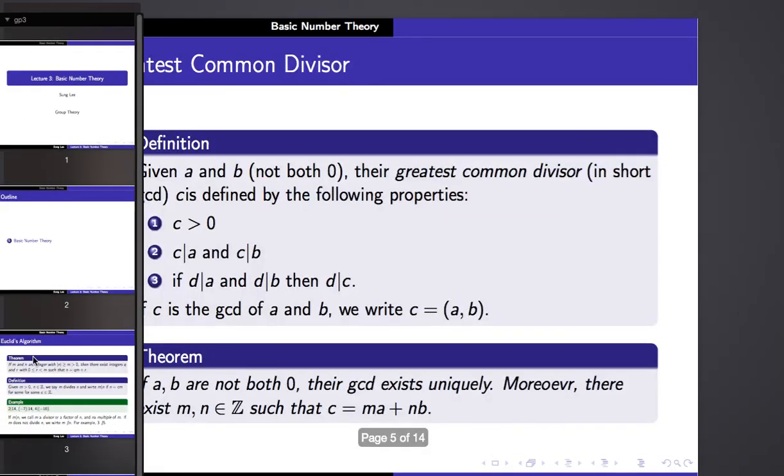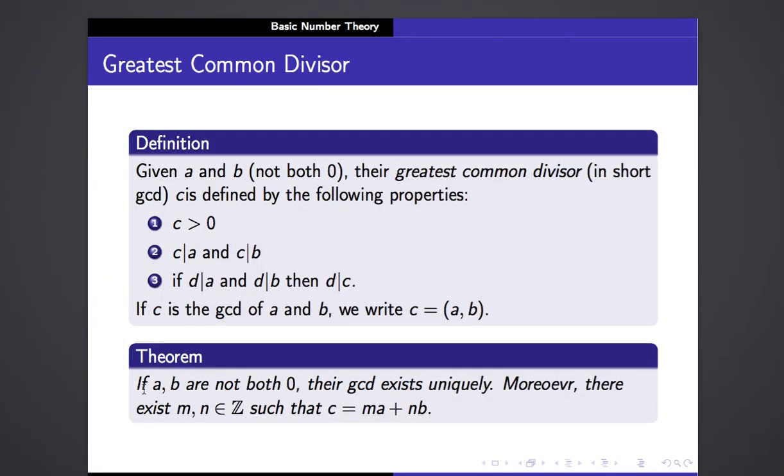So in general, we have this theorem. If a and b are integers that are not both zero, their GCD exists uniquely. Moreover, oh, I'm sorry, I found another typo, so I gotta fix this also. There exist two integers, m and n, such that c equals ma plus nb. In other words, we have integer solutions of this Diophantine equation.